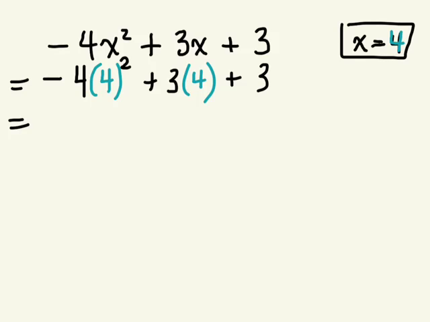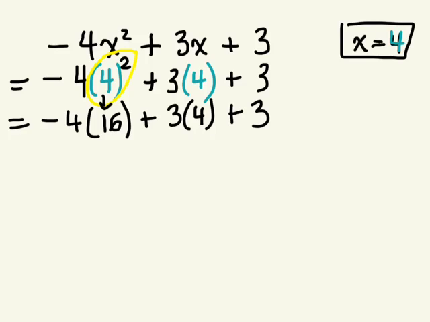But we have an exponent. You have to do this first. Maybe you didn't. That's why you didn't get it. So it's actually going to be negative 4 times whatever this is. What's 4 squared? Okay, that has to go first. And then plus 3 times 4 plus 3. Now that we've done our exponents, what do we do next?